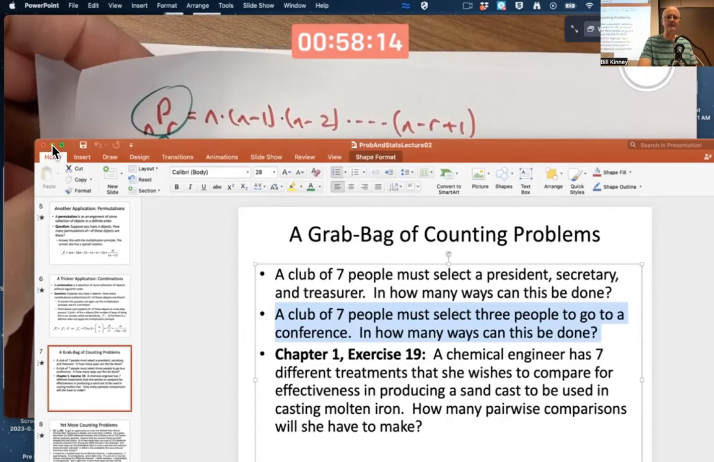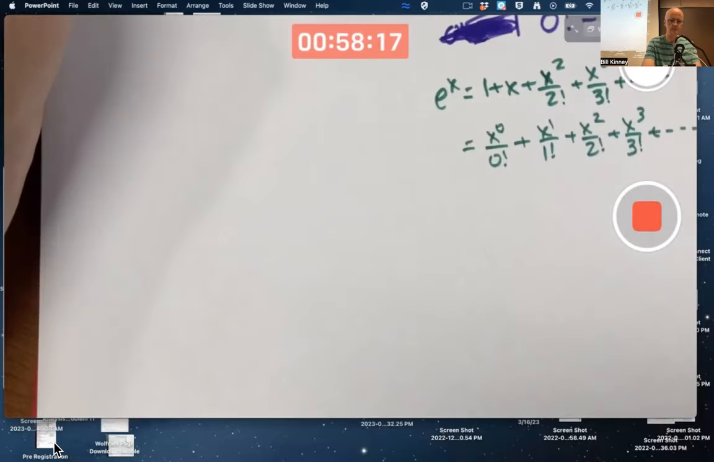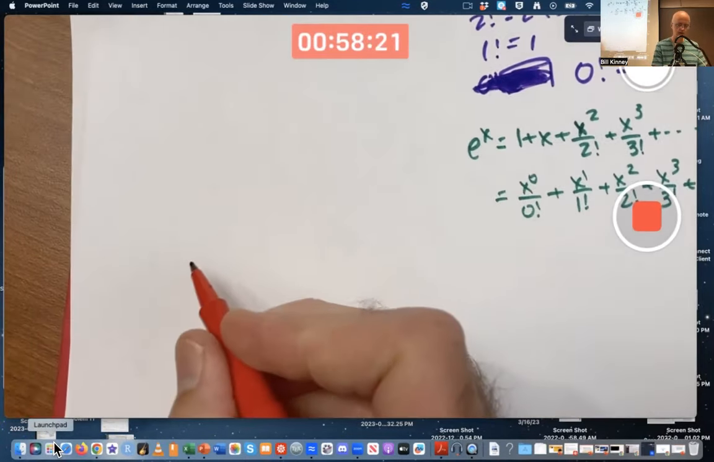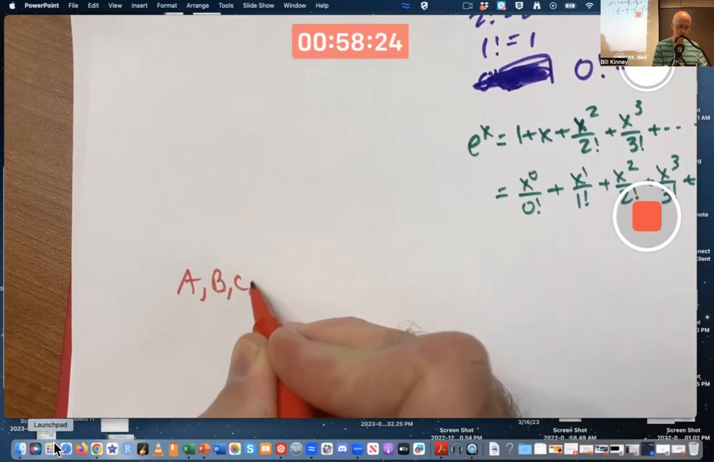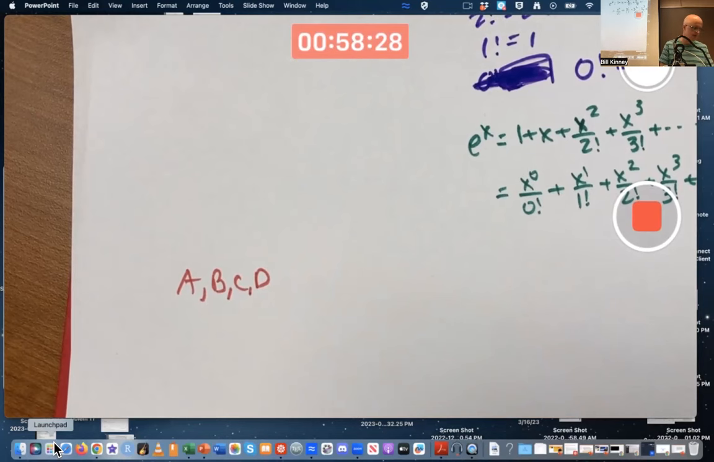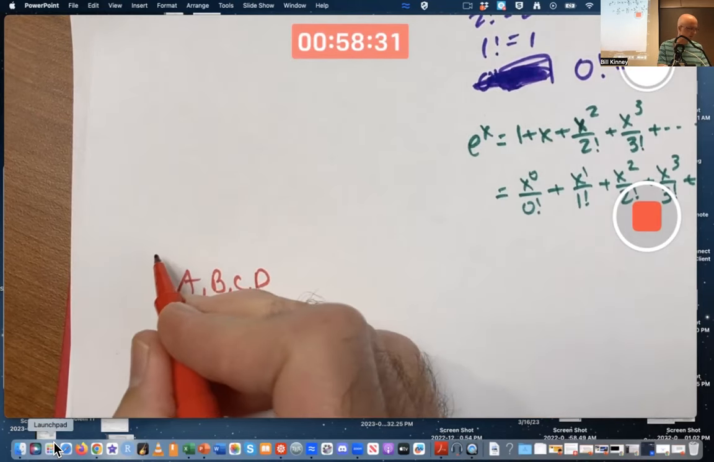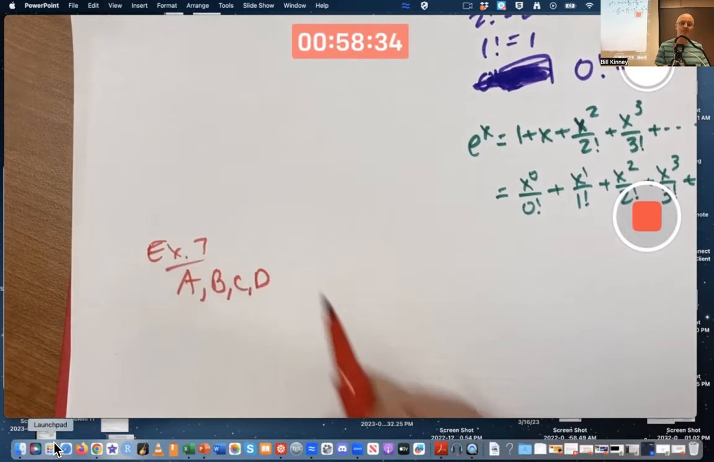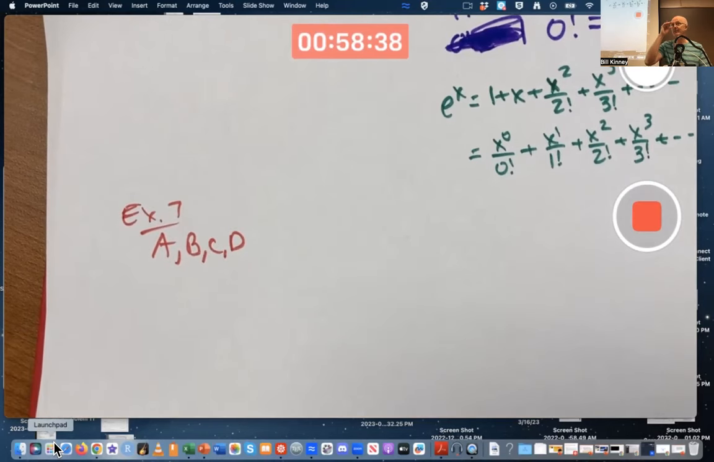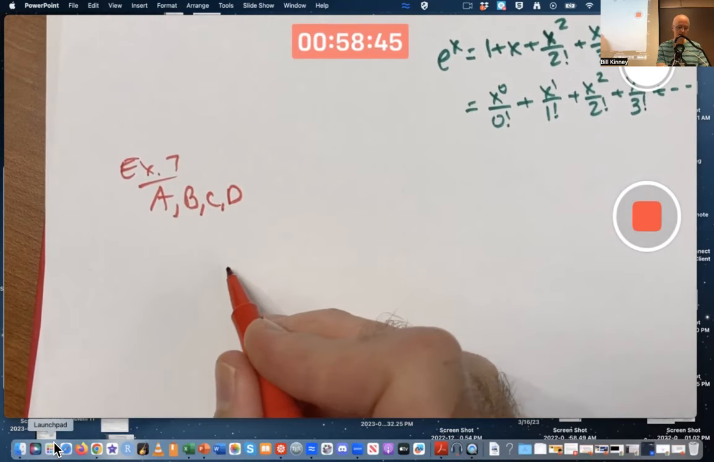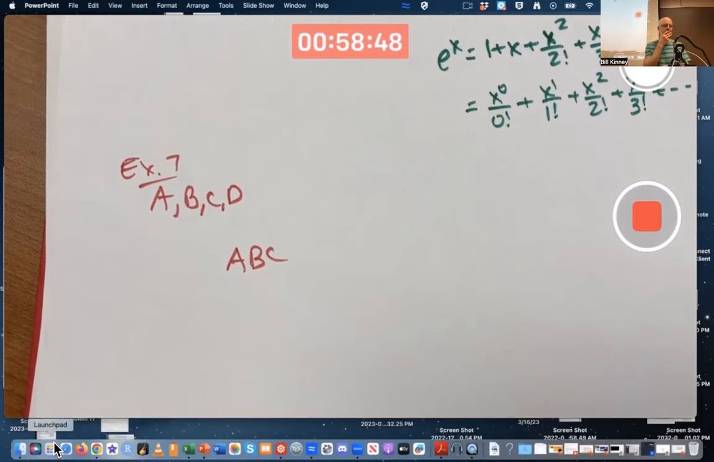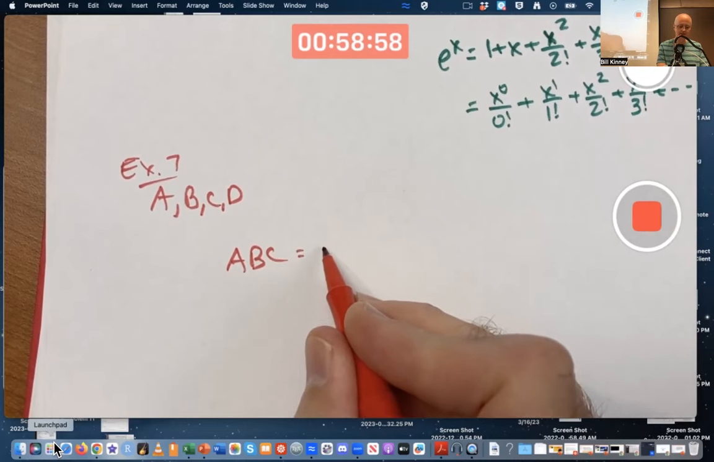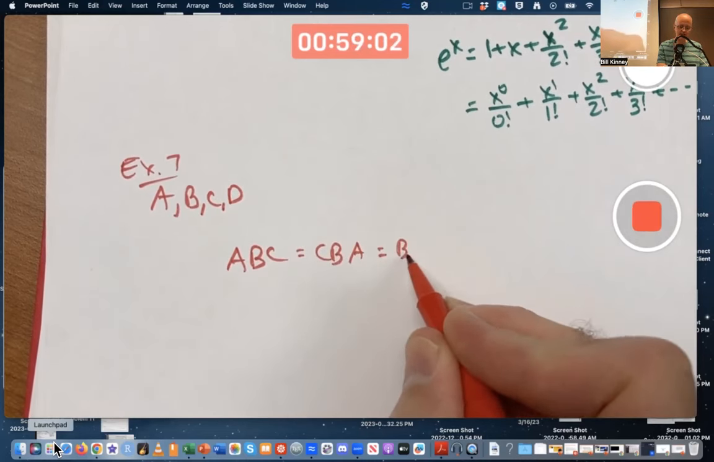Let's go back to our simpler example with A, B, C, and D. These are four people whose first names begin with those letters. Now I'm picking out of these four people, I'm picking three of them to go to the conference. A, B, C is the same as C, B, A is the same as B, A, C, etc.